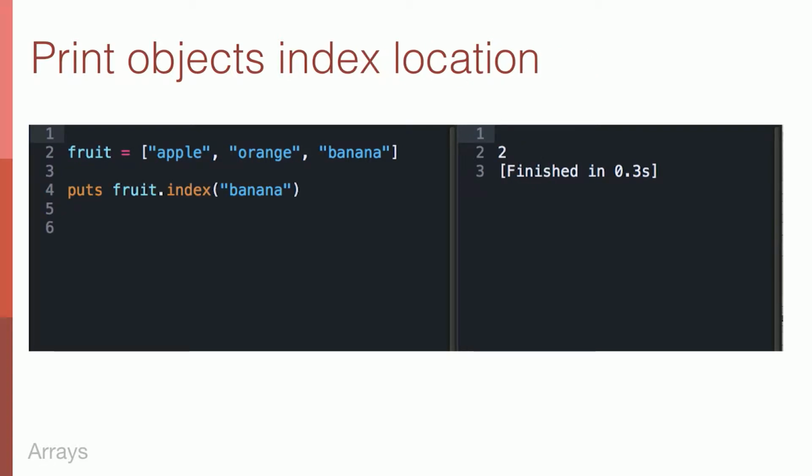So we can do things too, like I know you contain banana, I just don't know what order you're in. You can ask and say .index whatever you're looking for, and Ruby will spit back and say, well, banana is in position 2. I can help you find things in the list.